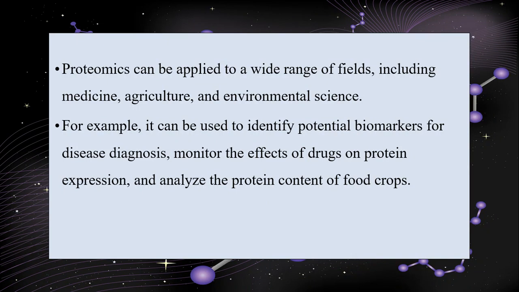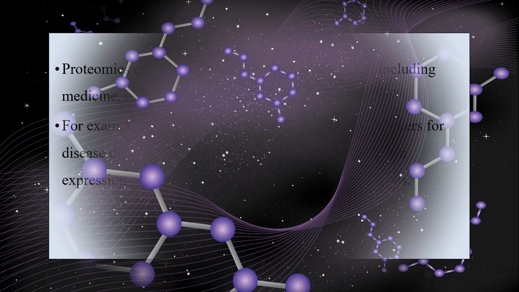Proteomics can be applied to a wide range of fields, including medicine, agriculture, and environmental science. For example, it can be used to identify potential biomarkers for disease diagnosis, monitor the effects of drugs on protein expression, and analyze the protein content of food crops.